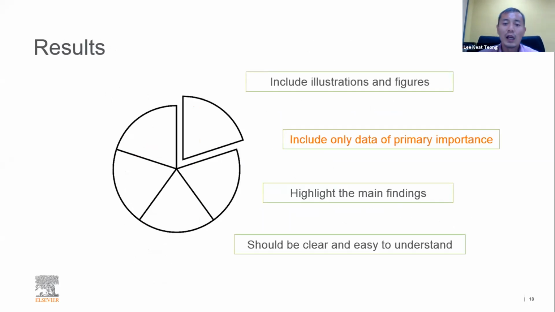Now, results include illustrations and figures, and include only data of primary importance. I know as researchers, everything is important to us. But again, in a manuscript, you do not want it to be so heavy that the readers lose direction, right? As I always say, another simple mistake is that researchers or authors tend to only give a direct interpretation of the results, right? They don't go in depth.